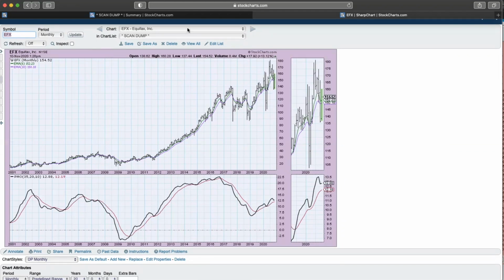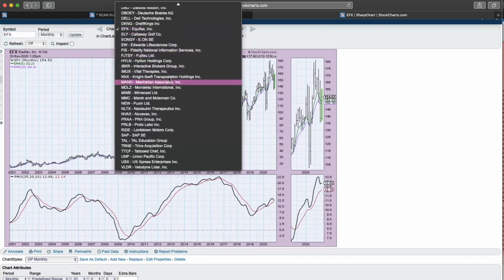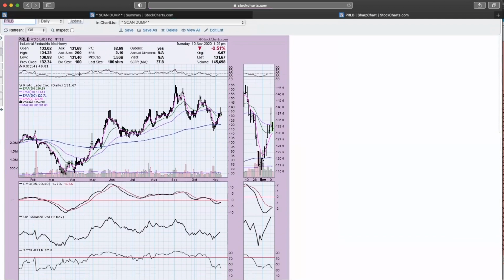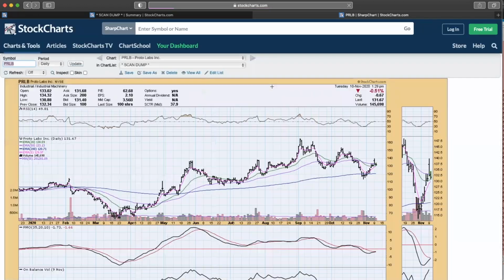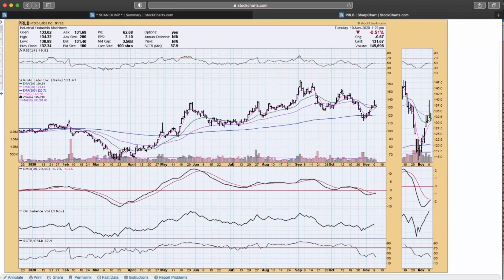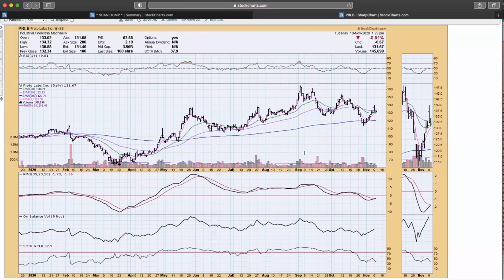All right. So let's go back. The other one that I'm going to show you is PRLB, Proto Labs. This is an industrial machinery industry group. Here we go. So this one, again, remember I ran this scan and I'm looking for charts that are showing promise, but they're pretty beat down. So here's an example of another one.